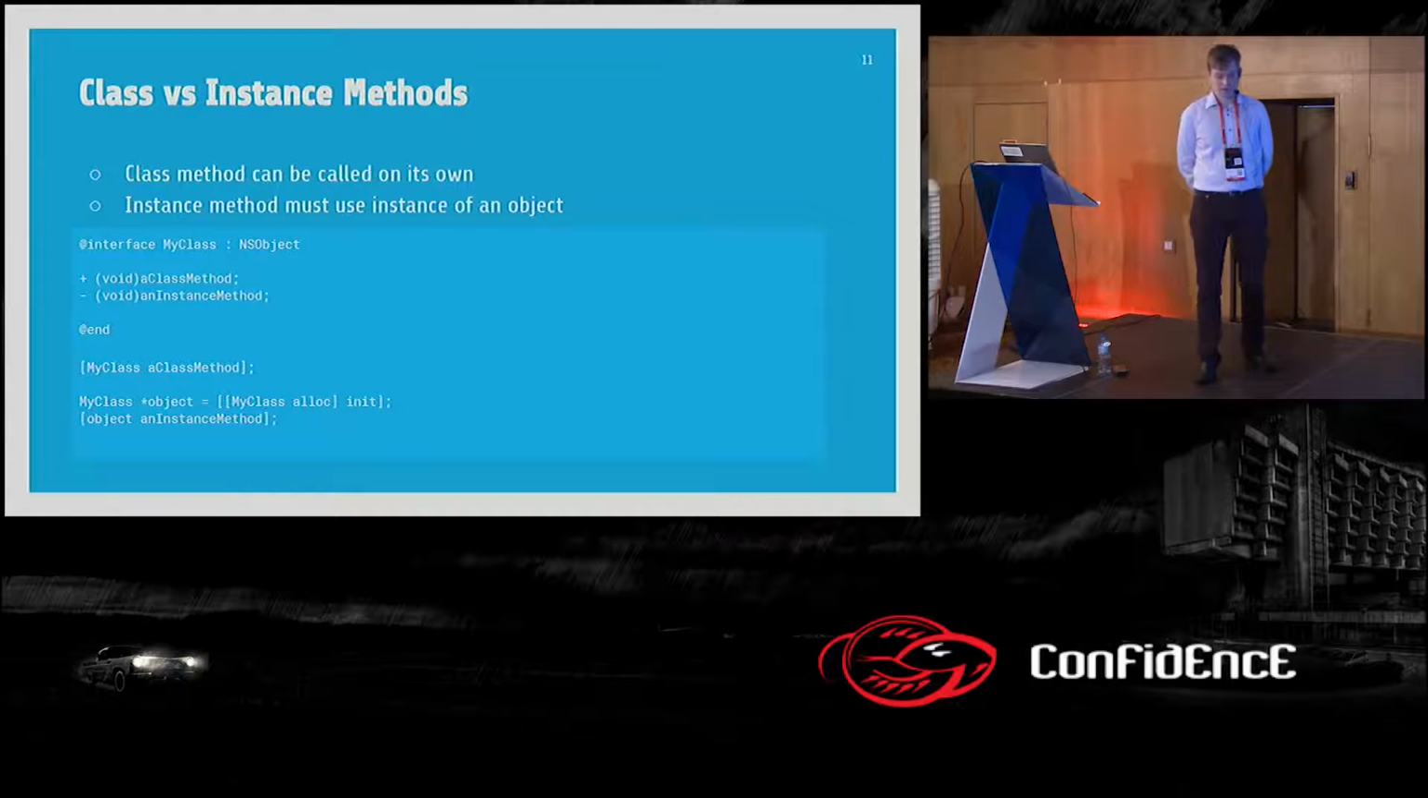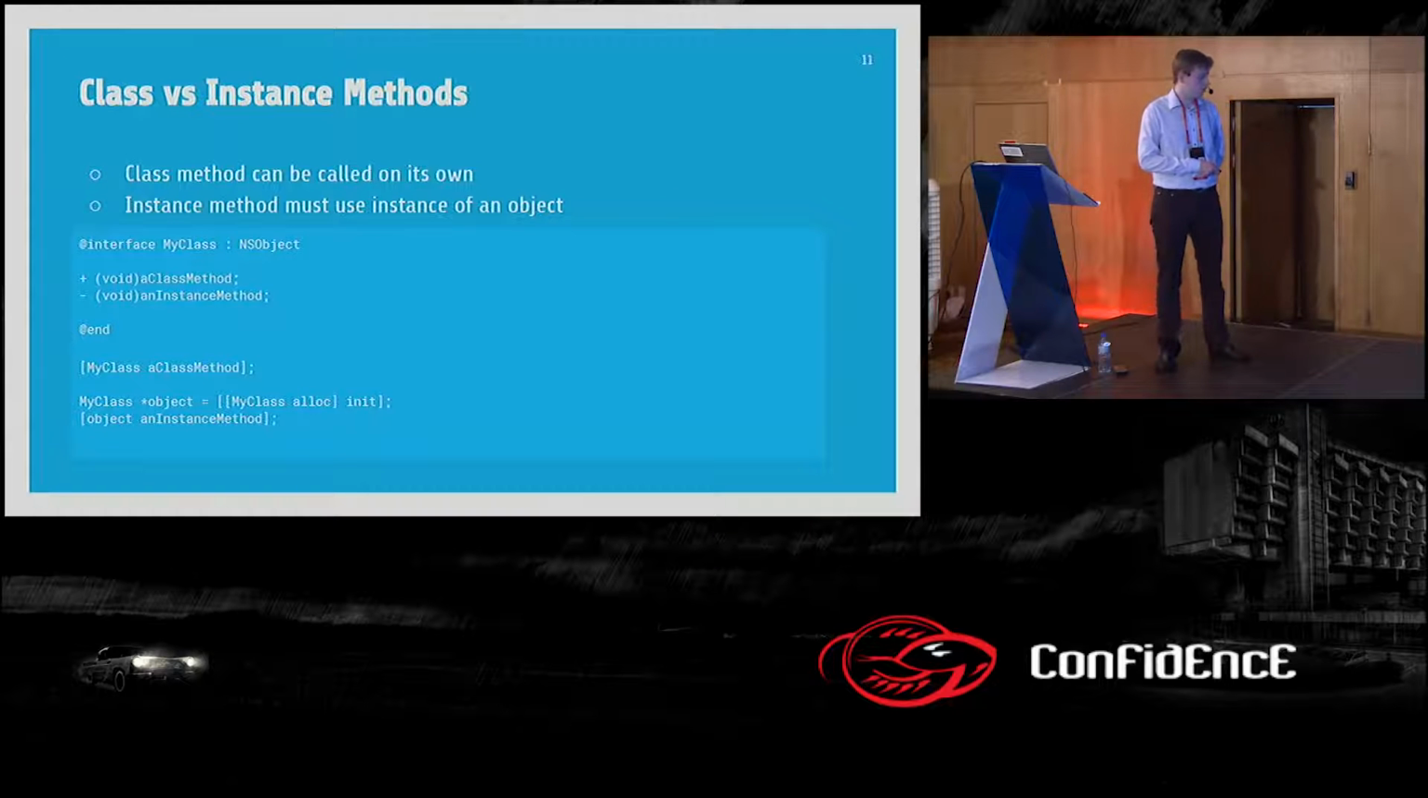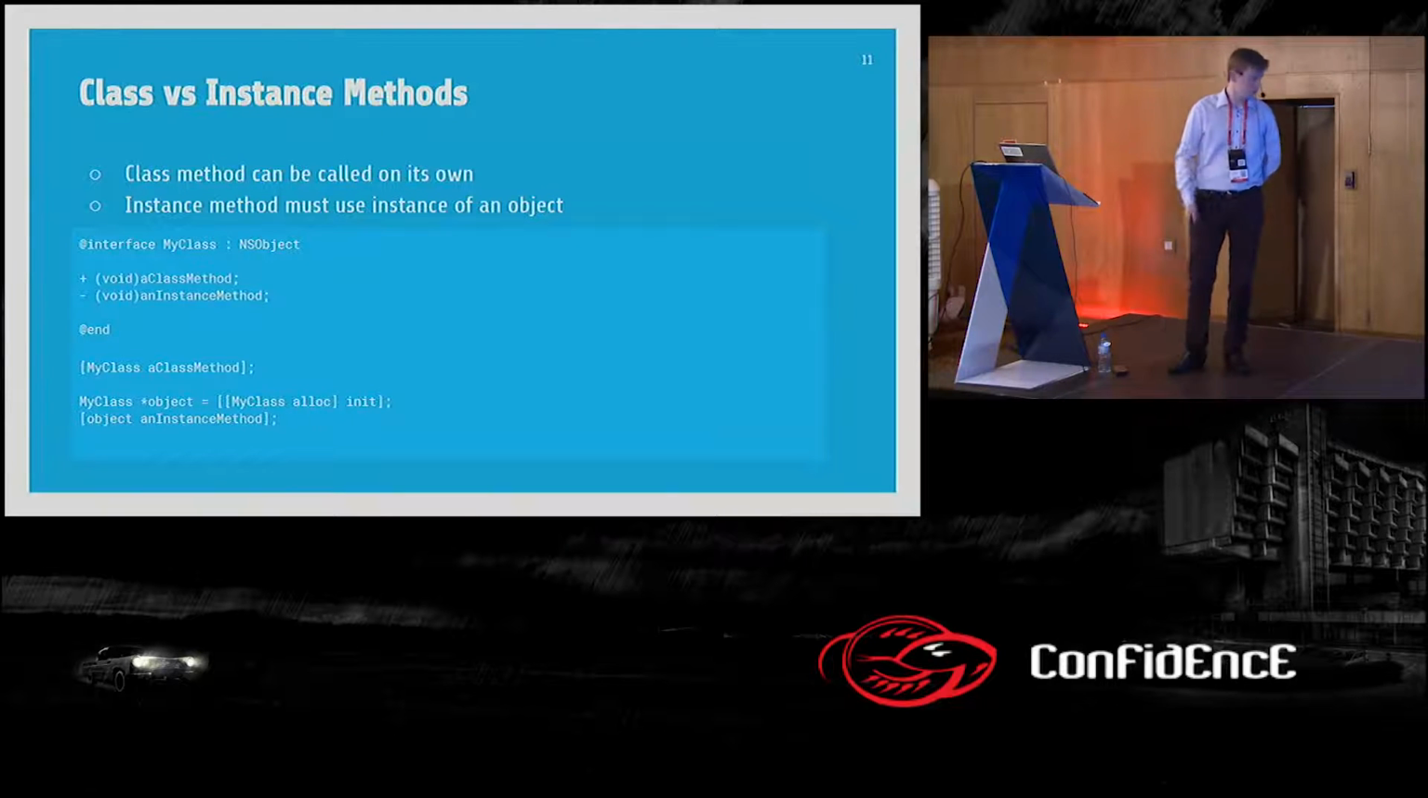In Objective-C, you have two types of methods. You have class and instance methods, and they are denoted differently. This is the interface of the class. One is a class method, and you can see the plus sign here. The other is an instance method, and you can see the minus. The difference is simple. You can call a class method on its own, whereas in order to call an instance method, you first have to initialize an object, actually allocate memory, initialize, and then you can call the instance method on a particular instance of an object. This will be useful later on during our application analysis.